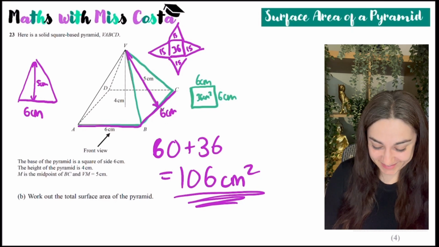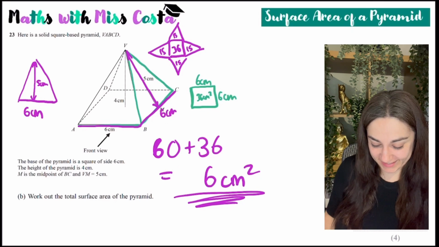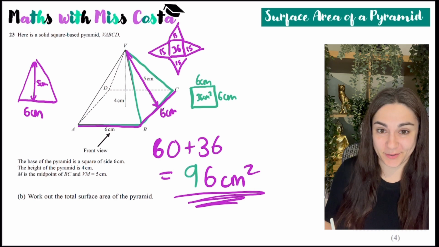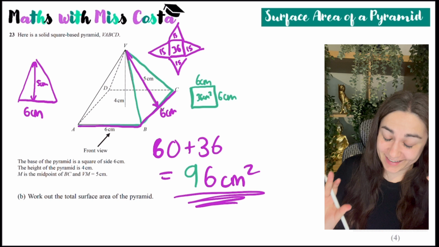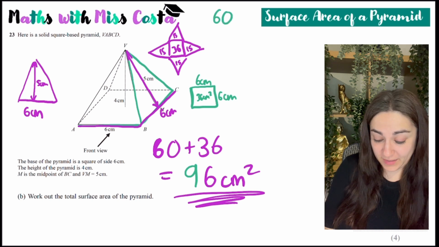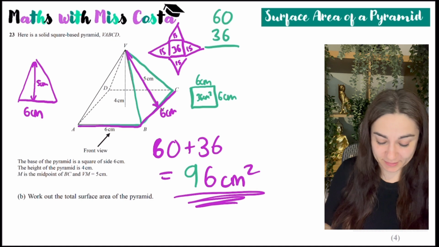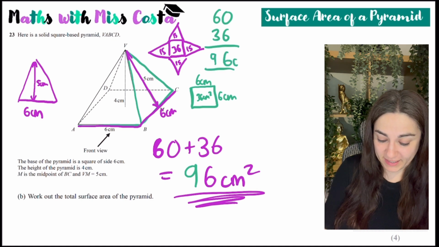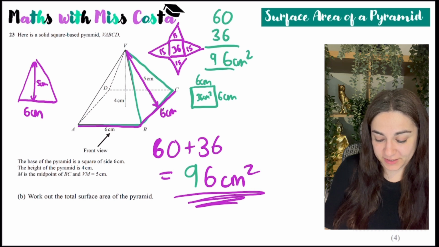And when I said 60 plus 36 was 106, what I actually meant to say was 96 centimeters squared. So even if you are really good at maths, mental maths is always, especially if you're doing a lot of things, it's helpful to just actually do the working out, because you can make silly mistakes like I have just demonstrated.